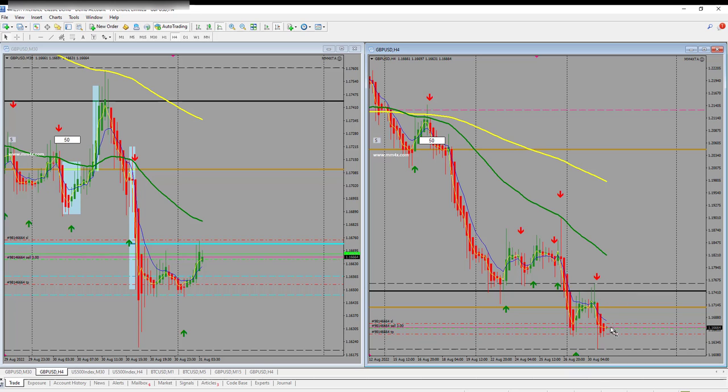So we're here right now. This is currently where price is. It made a super low right here, and we're looking to take it all the way back up to the super low of the day, or even higher.